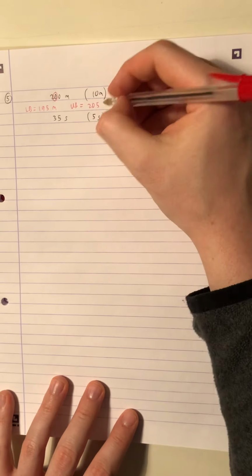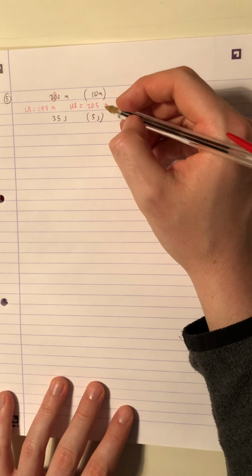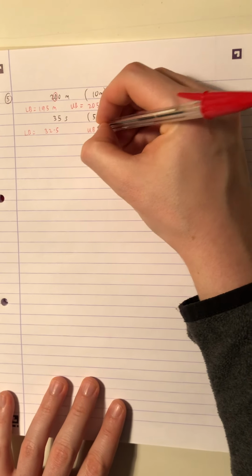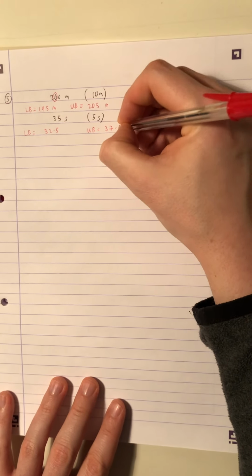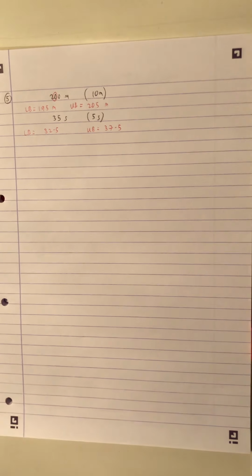This is the difficult one, to the nearest 5 seconds. You can't go 5 above and 5 below. You actually do half of that, and you go 2.5 above and 2.5 below. So we do lower bound 32.5 and upper bound 37.5. Okay, that's getting me method marks.